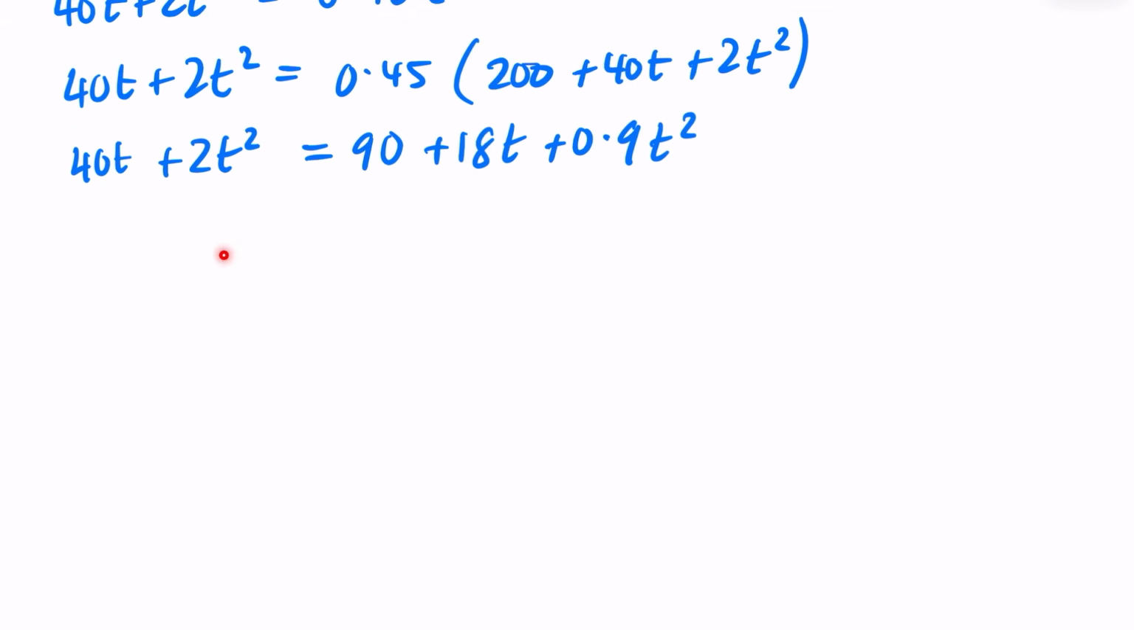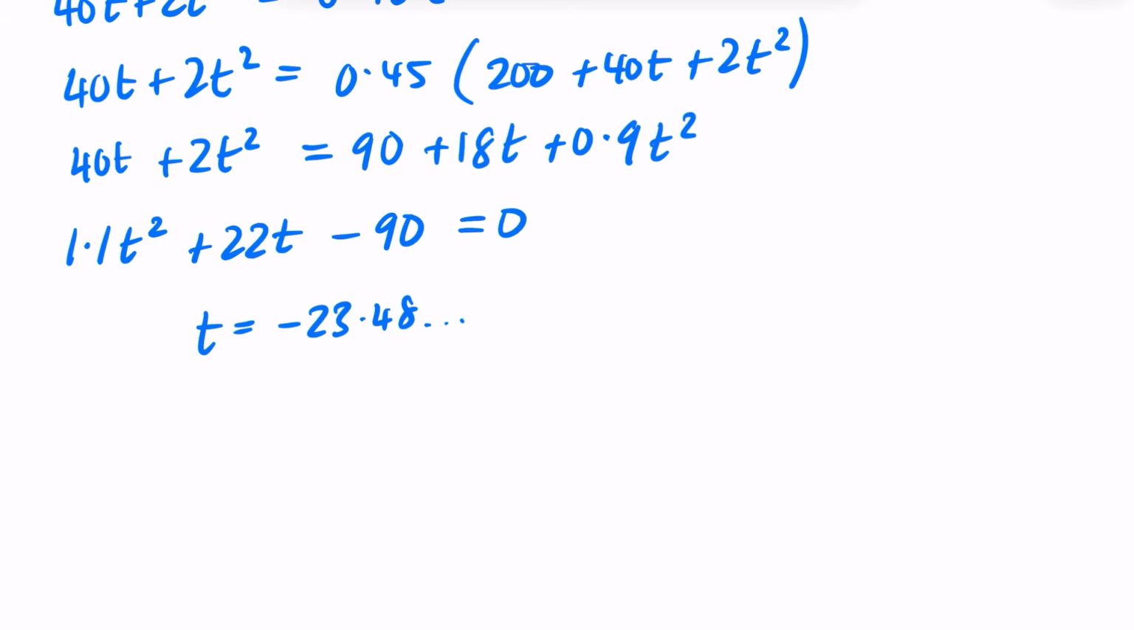So I'm going to put the quadratic onto the left-hand side. I'll do the 2 minus the 0.9 for the t squared. That's 1.1t squared. I have the 40t minus the 18t, which is 22t. And then I have the minus 90 is equal to 0. So going to my equation solver on my calculator, this is going to be for my polynomial degree order 2. 1.1, 22, and minus 90. It gives me two different solutions. It gives me a t equals minus 23.48. Obviously, we're going to reject that because we can't have a negative time.